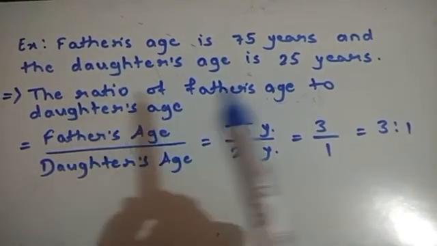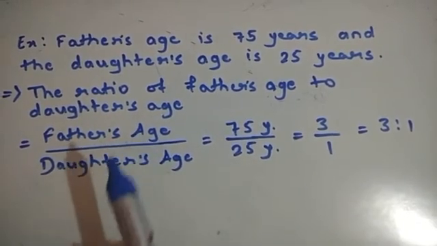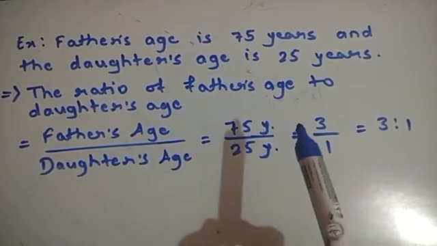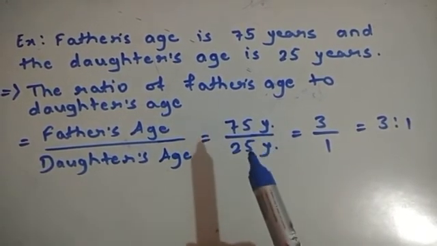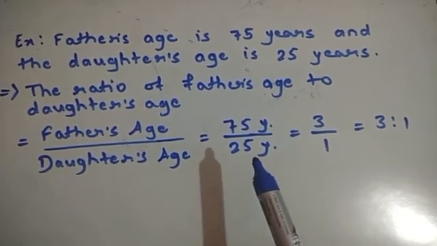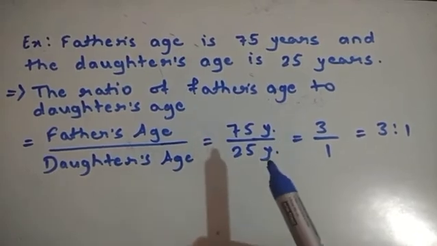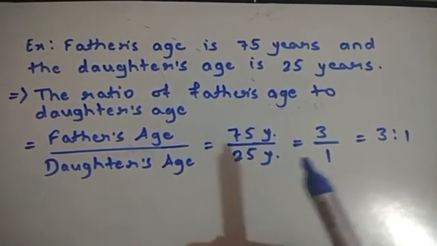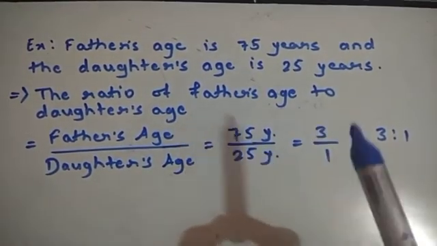Therefore, the ratio of father's age to daughter's age is father's age divided by daughter's age. That is, father's age is 75 years and daughter's age is 25 years. This 75 years upon 25 years we can reduce to its lowest term. Therefore, both numbers we can divide by 25. Therefore, 25 3s are 75 and 25 1s are 25. Therefore, after reducing this fraction to its lowest term, we will get 3 upon 1.